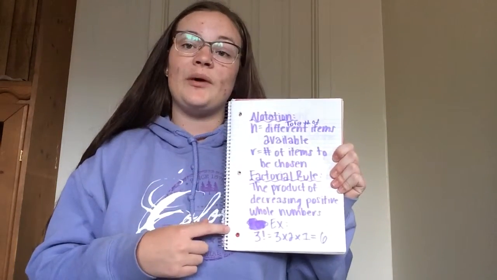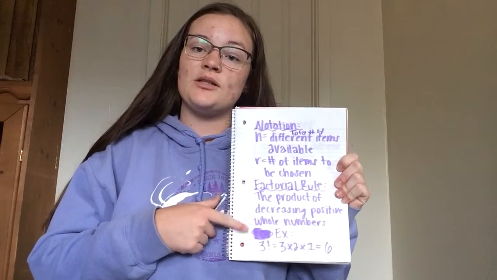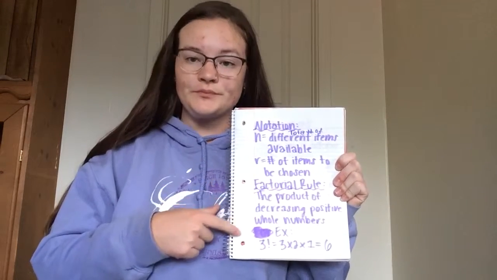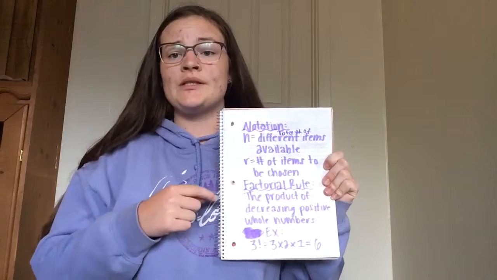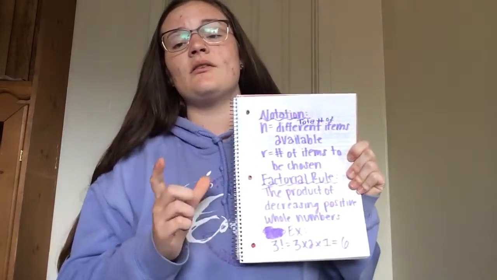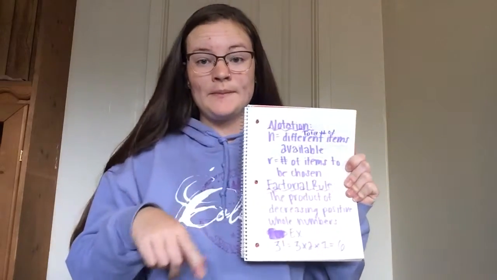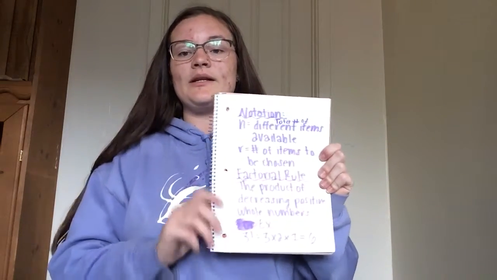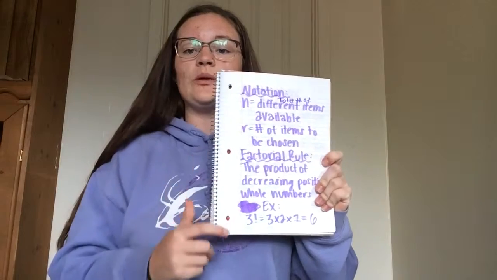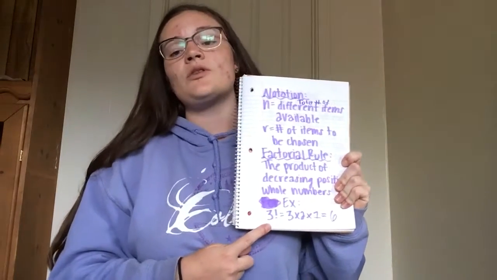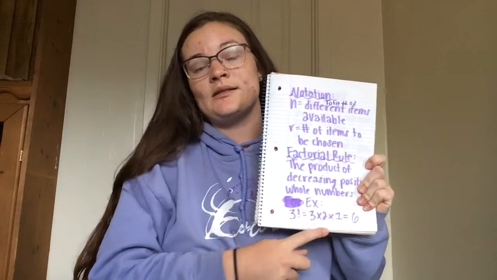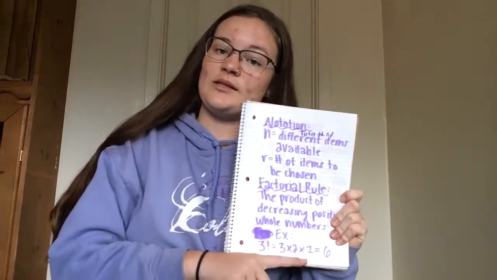An important rule about combinations and permutations is the factorial rule. The factorial rule is just the product of decreasing positive whole numbers. One example of the factorial rule would be 3 factorial, which is 3 times 2 times 1, and since 3 times 2 is 6, and 6 times 1 is 6, 3 factorial is 6.